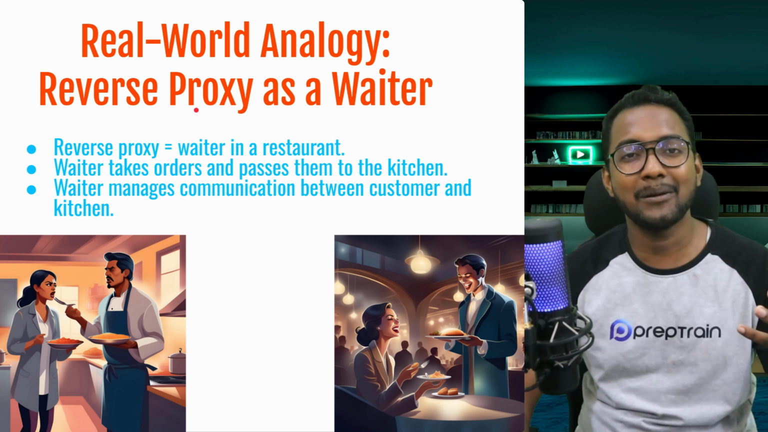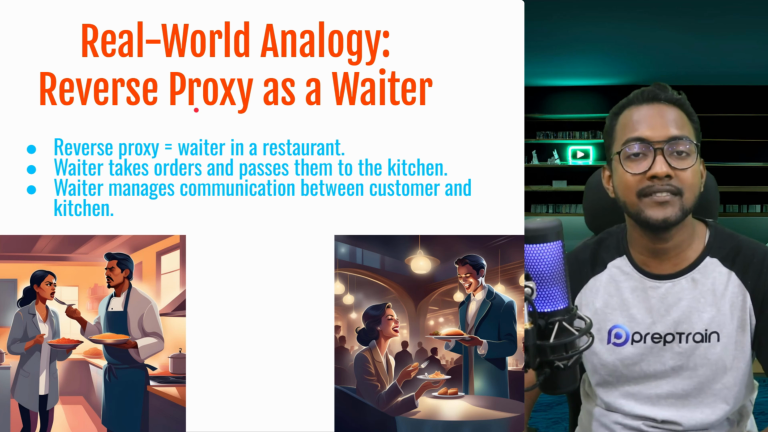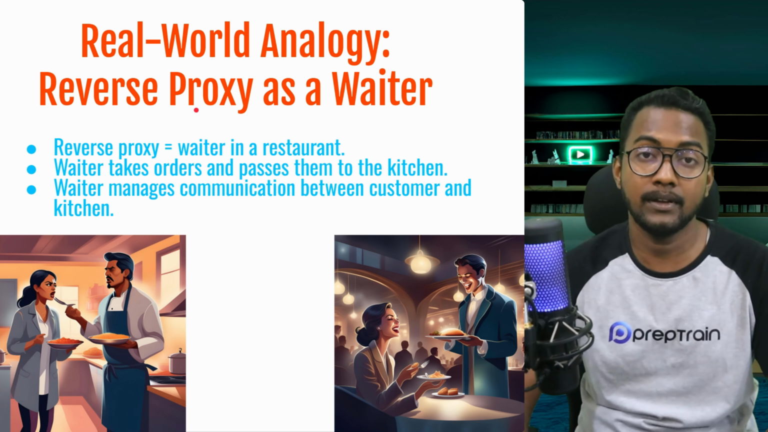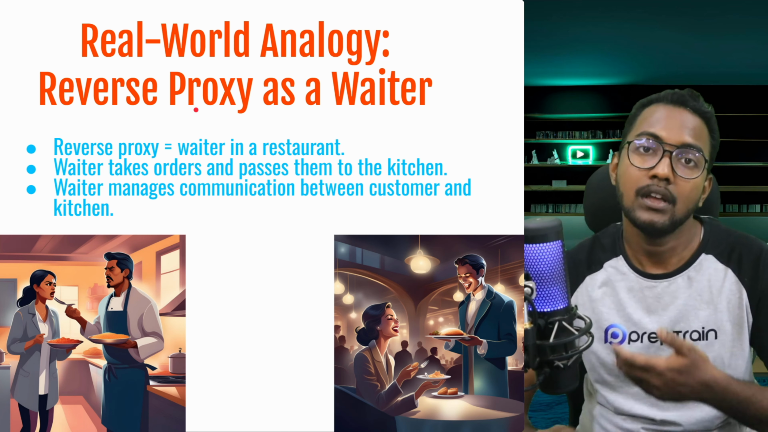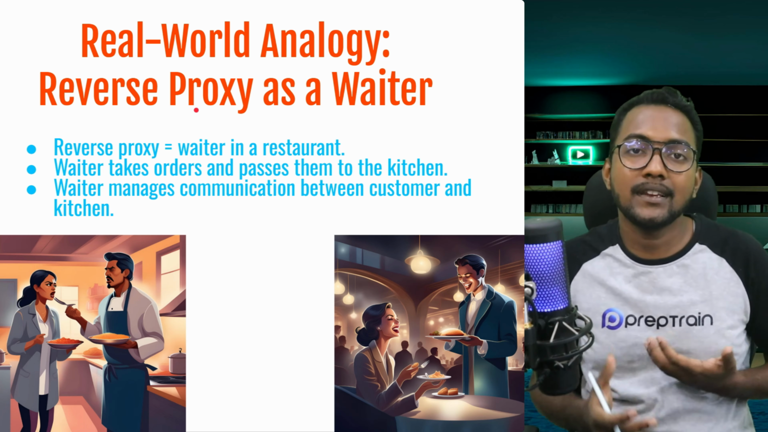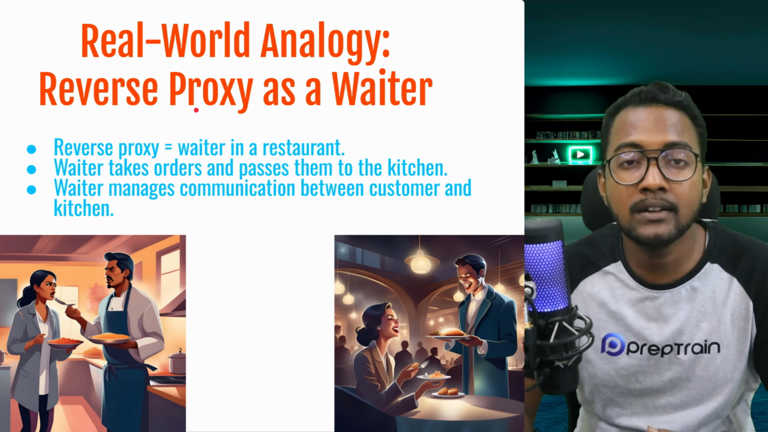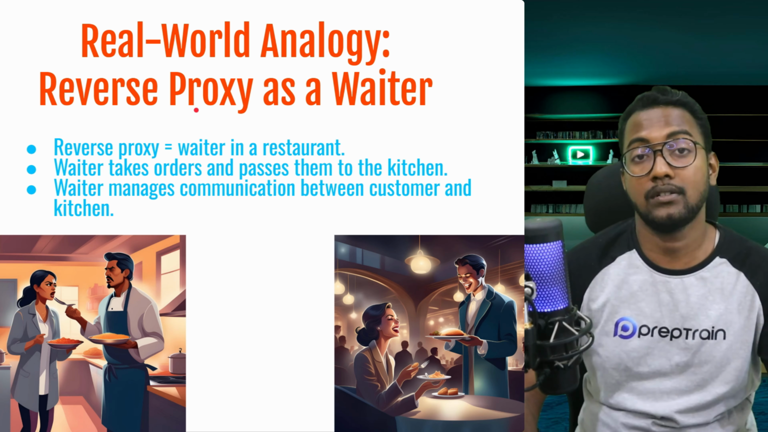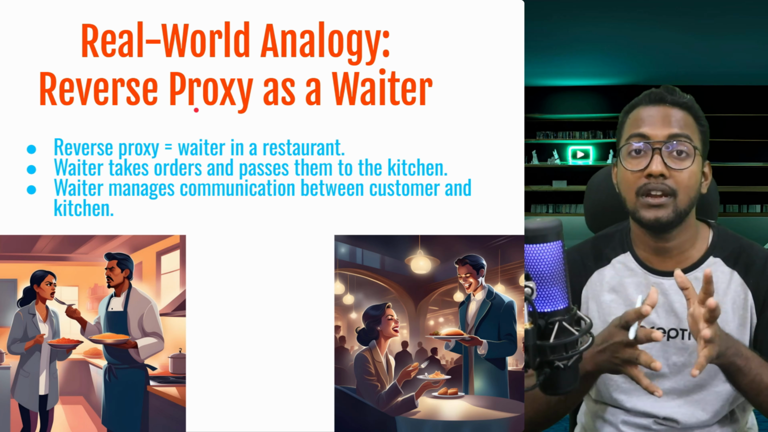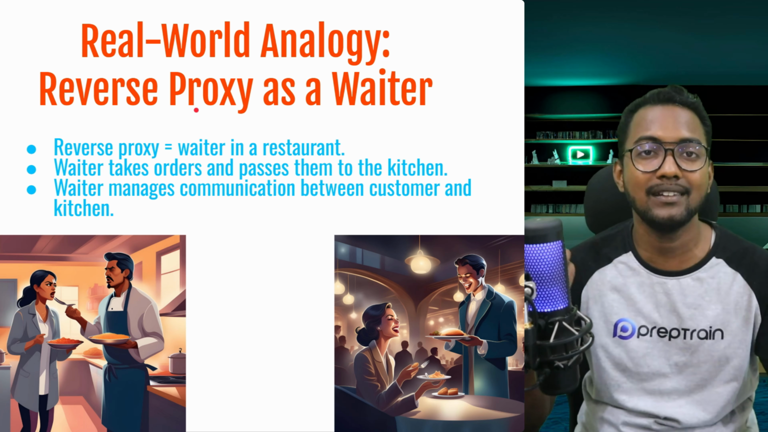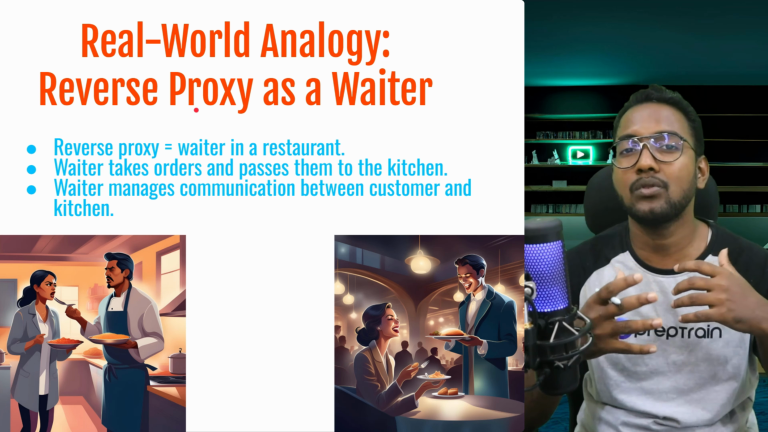In this same example, the waiter basically represents a reverse proxy. You, the customer, are the client, and the kitchen represents the backend server. The reverse proxy, or waiter, takes your request, ensures that it gets to the right backend server, or let's say chef, and then brings the response back to you, all without needing to know what's happening behind the scenes in the kitchen. This is very similar to how web applications work.